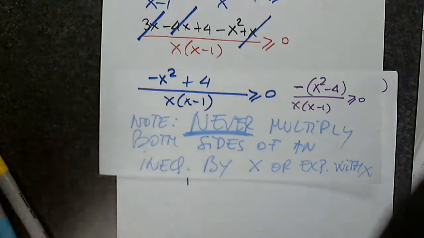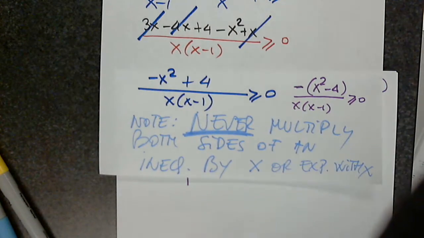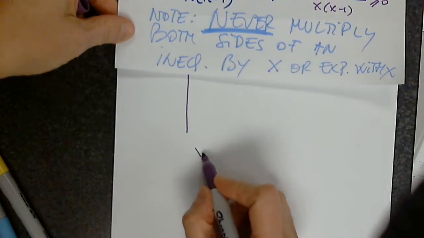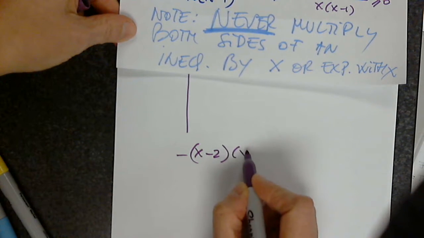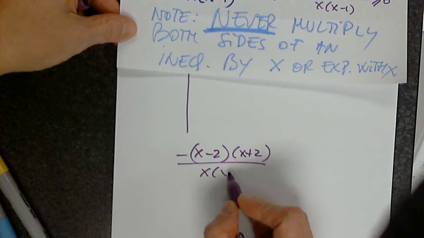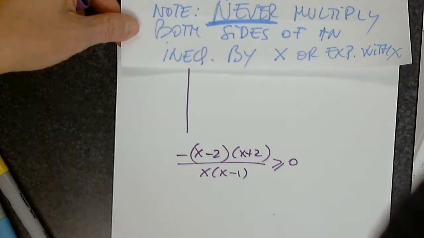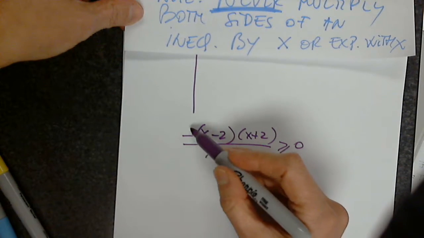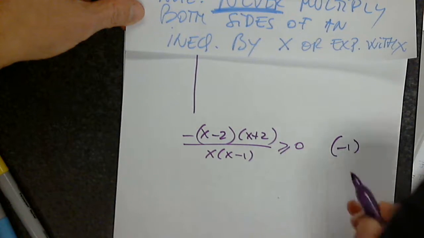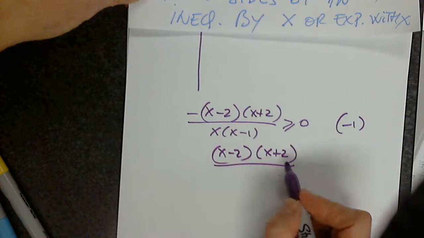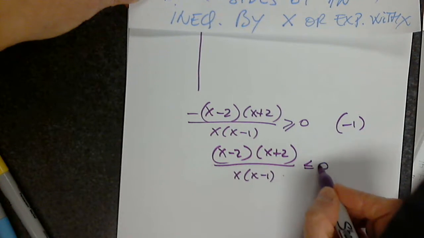And then how many times did I show this today? Okay, so then I will factor the numerator. So I have x with minus in front, x minus 2, x plus 2 over x minus 1 greater than or equal to 0. Agreed? Yes. Because I want to eliminate this, because it's in the way, I will multiply both sides by -1. And then I have x minus 2, x plus 2 over x times x minus 1 less than or equal to 0.